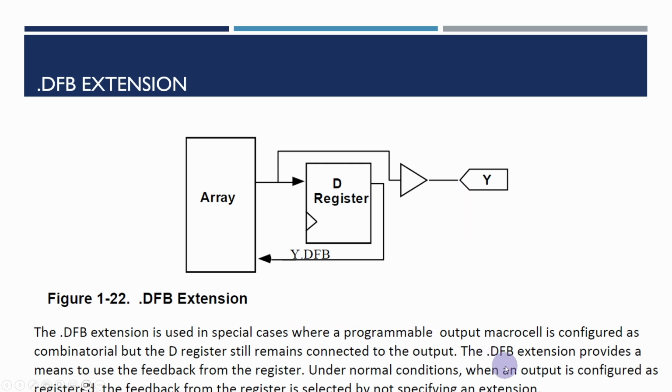So under normal conditions, when an output is configured as registered, the feedback from the register is selected. You can actually just select the output to get the feedback if it's a normal one. So that's what the DFB extension is for.